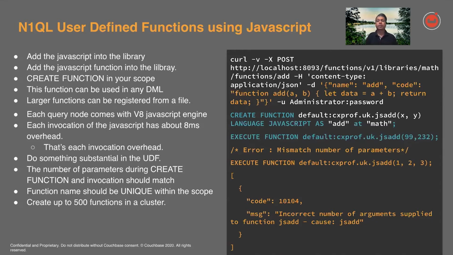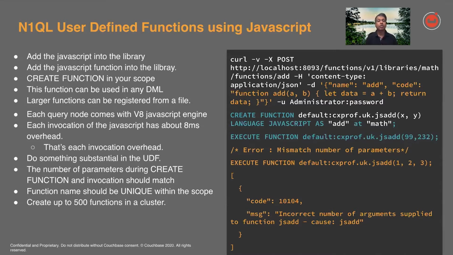Once this is defined, then it looks and feels like a standard N1QL UDF that can be invoked in any DML. You do have to take care to match the number of parameters for the function. In this example, we have a JS add, which takes 2 parameters. If you invoke it with 2 parameters, it all works fine. If you do invoke it with 3 parameters, you do get this 10104 error saying incorrect number of arguments supplied.